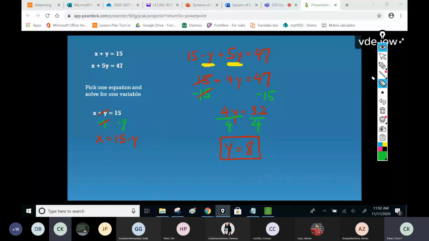All right, once we figure out one number, we're going to plug it into either equation. I'm going to pick the first one because it looks a lot easier. And then replace the y with 8, and then solve for x. And then minus 8 on the left, minus 8 on the right. So x equals 7.